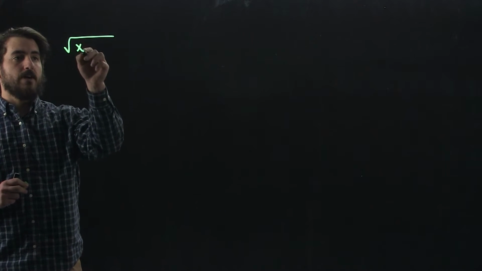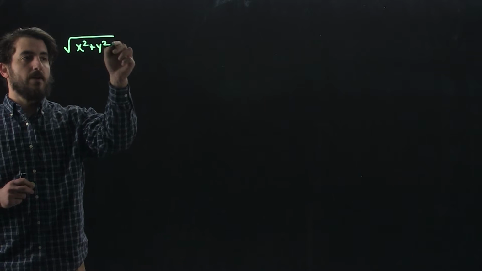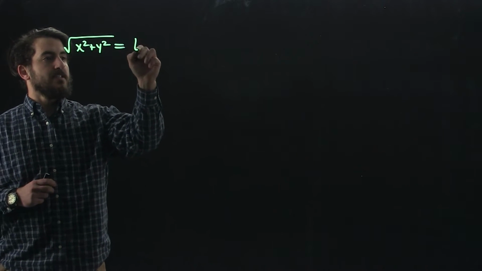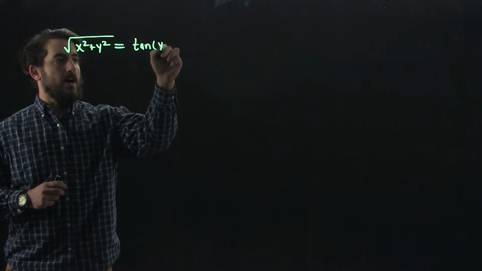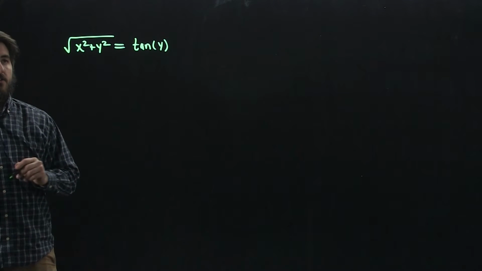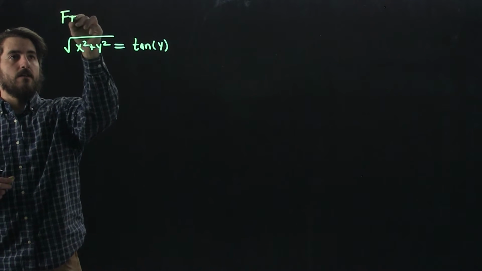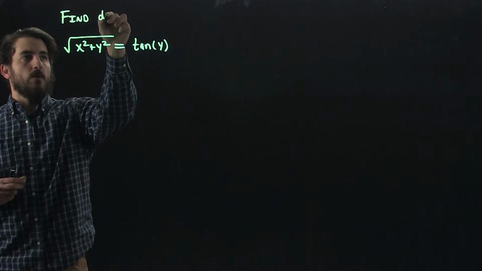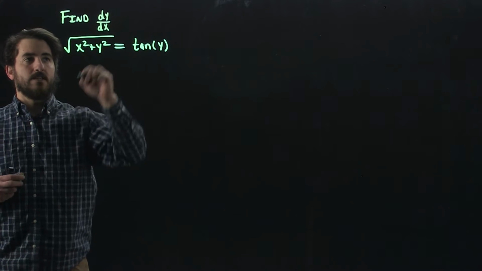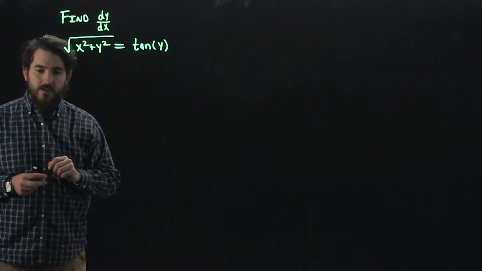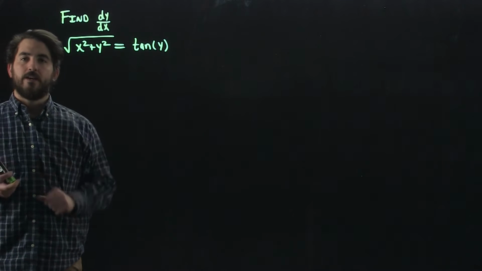Hello. Today we're going to be talking about taking the derivative of an equation using implicit differentiation. The equation that we're going to be looking at is the square root of x squared plus y squared equals tangent of y. And so we want to find dy/dx. That's what we want to find. So find dy/dx of the following equation.